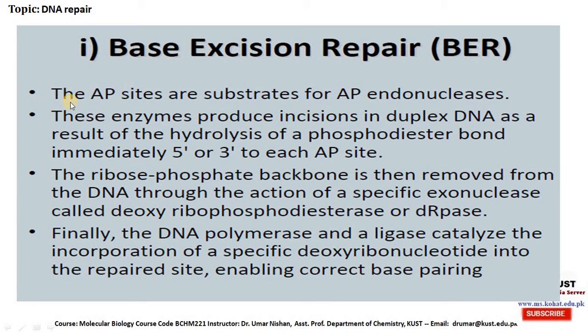Now, in the base excision repair, the AP sites are substrates for AP endonucleases. These enzymes produce incision in duplex DNA as a result of the hydrolysis of a phosphodiester bond immediately 5' or 3' to each AP site. The ribose phosphate backbone is then removed from the DNA through the action of a specific exonuclease called deoxyribophosphodiesterase, or dRPase.